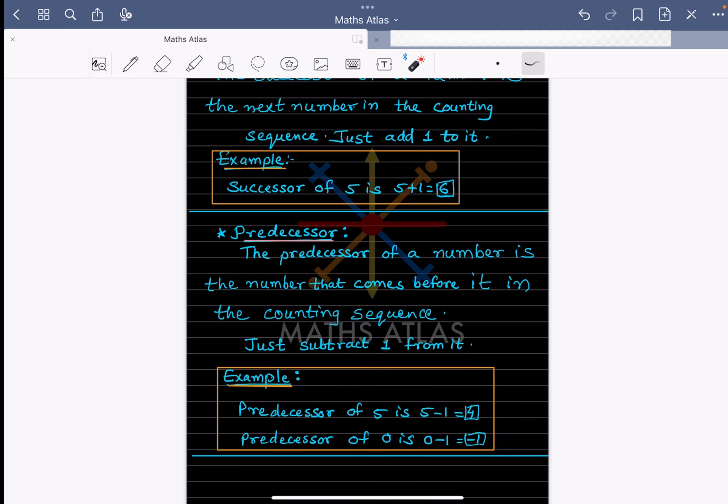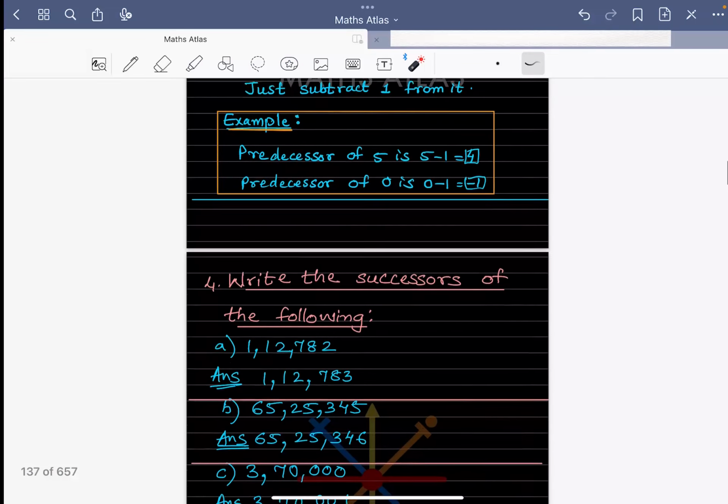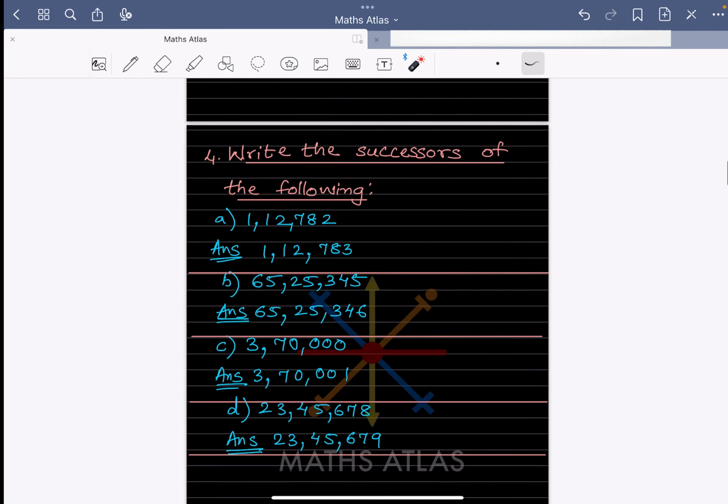So here what are you going to remember? You know the number line. Here is 0. Here are all the positive integers. Here are all the negative integers. So since we said this is before, before 0 is going to be what? Minus 1. This is also one of the ways to remember. So this is one of the very important parts to remember, what is the predecessor of 0.